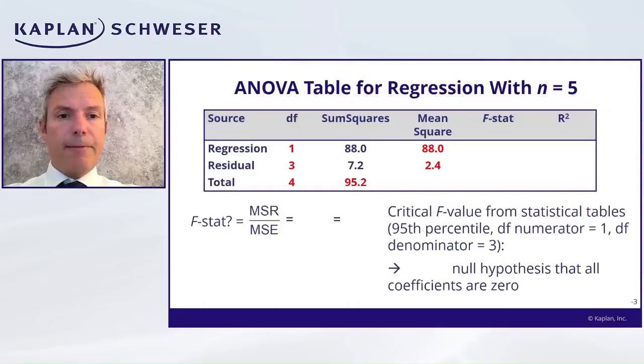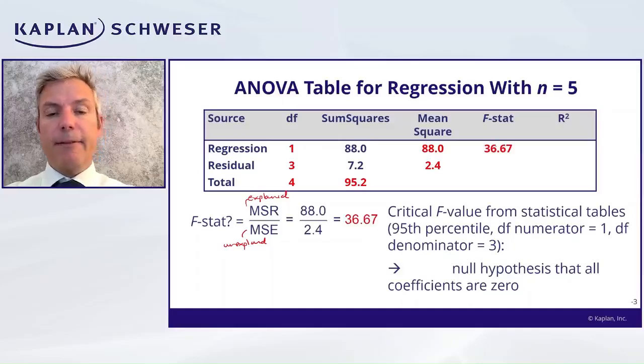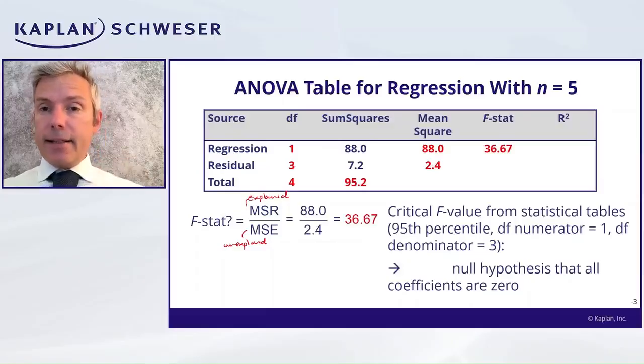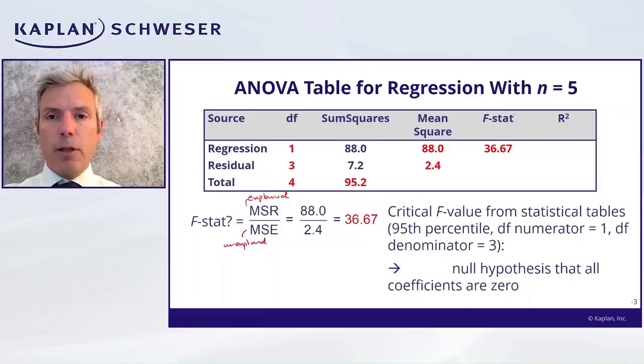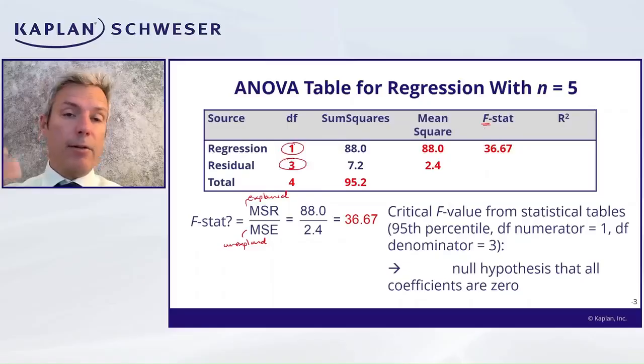The F stat itself is very, very straightforward. The test statistic that you're getting out of your table here just looks at the explained variance, the MSR, relative to the unexplained variance, the MSE. We've got them in our table, so we can calculate that. 88 divided by 2.4, 36.67. That is a test statistic. It follows an F distribution with degrees of freedom on the numerator of 1 and degrees of freedom on the denominator of 3. You've already got those degrees of freedom sitting there in the table.